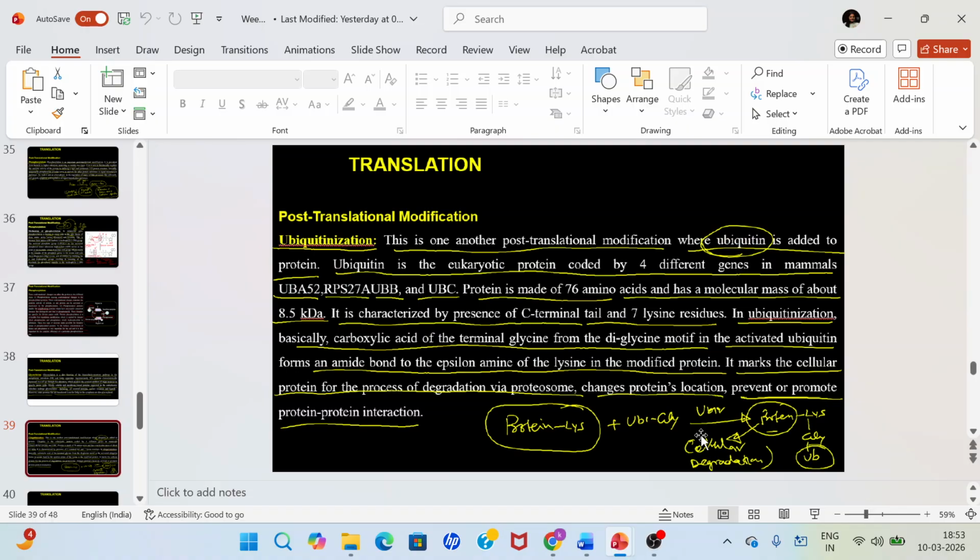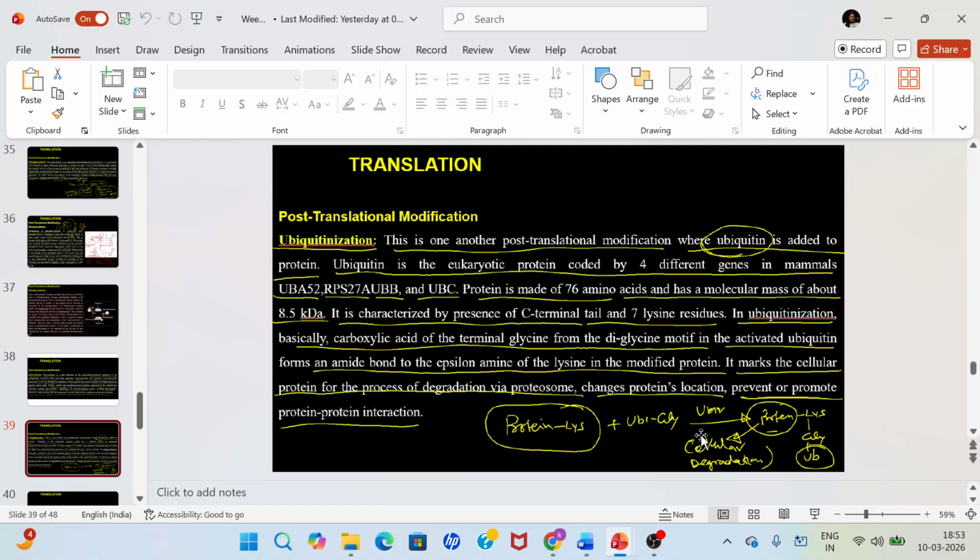So if any protein is attached with a single ubiquitin unit also, it will increase its molecular weight from whatever it was plus 8.5 kilodaltons. It is characterized by the presence of a C-terminal tail and 7 lysine residues. In ubiquitination, basically the carboxylic acid of the terminal glycine from the diglycine motif in the activated ubiquitin forms an amide bond to the epsilon amine of the lysine in the modified protein.